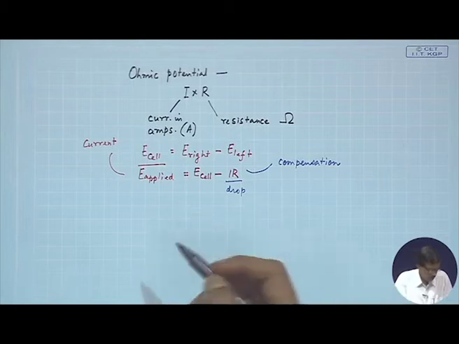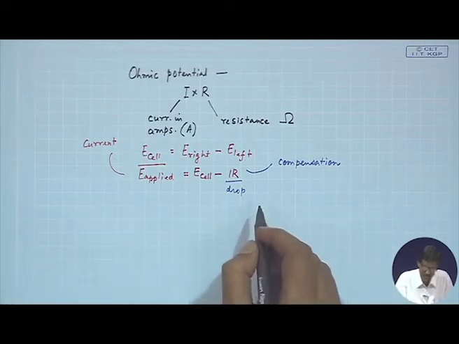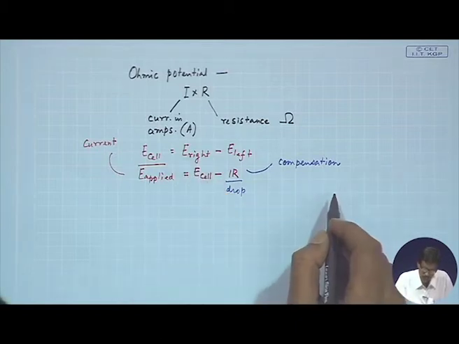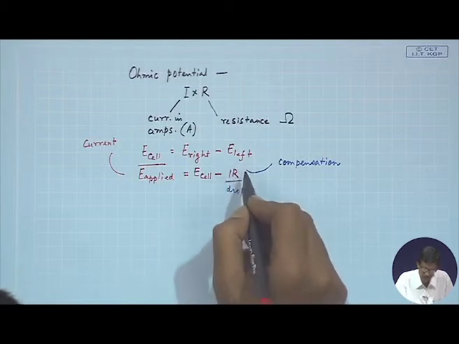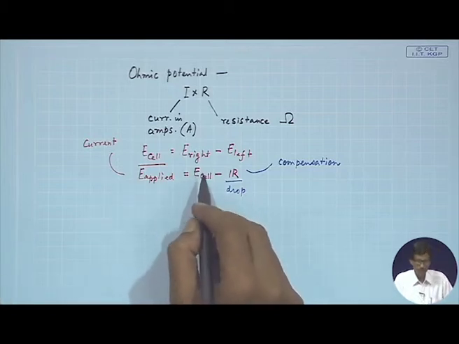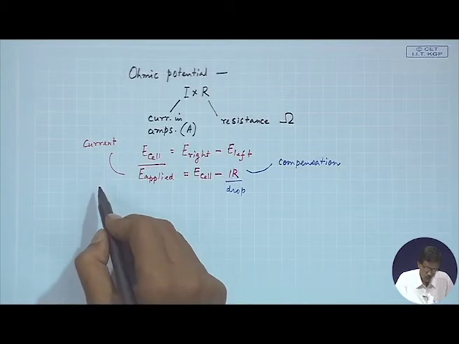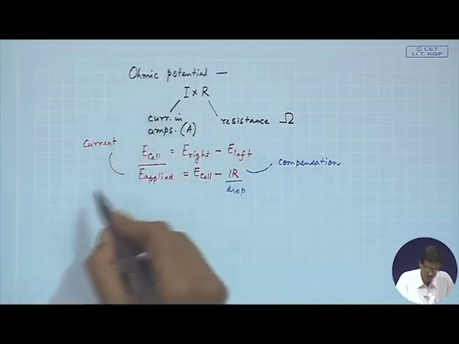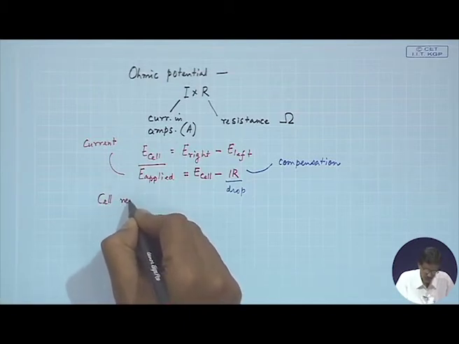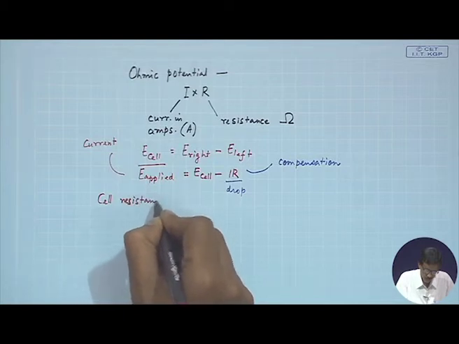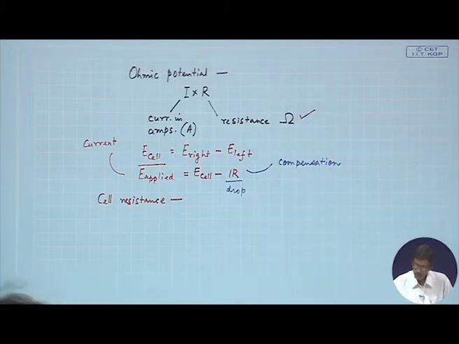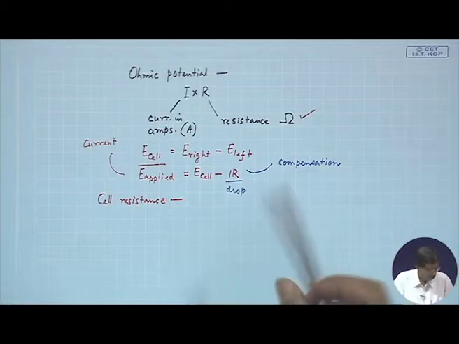How to reduce this particular IR drop? In a particular cell, if the IR drop is very large, your E applied will be much more above your E cell. So, we should have some idea about the corresponding cell resistance. How to reduce this cell resistance, that is an important thing.